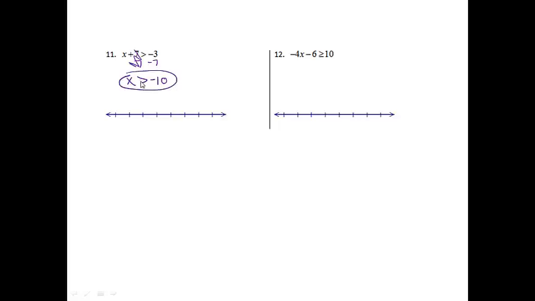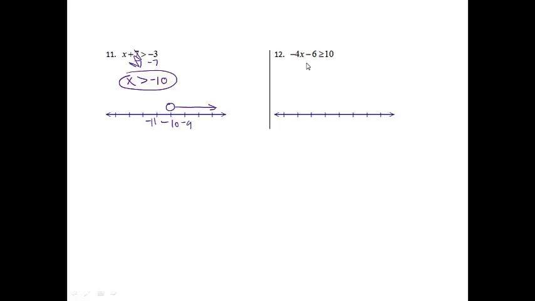Now we just need to put it on the number line. Start at negative 10 in the middle. Let's ground it on both sides. We'll have negative 11 to the left and negative 9 to the right. We're going to have an open circle at negative 10, greater than, points to the right.